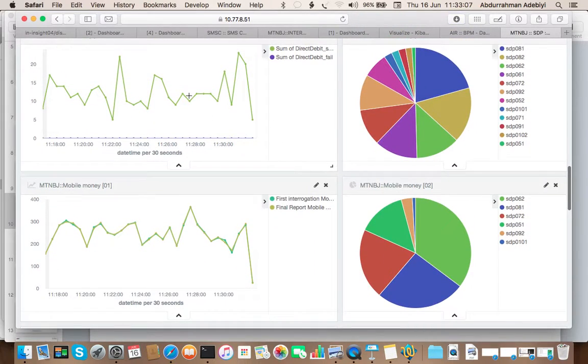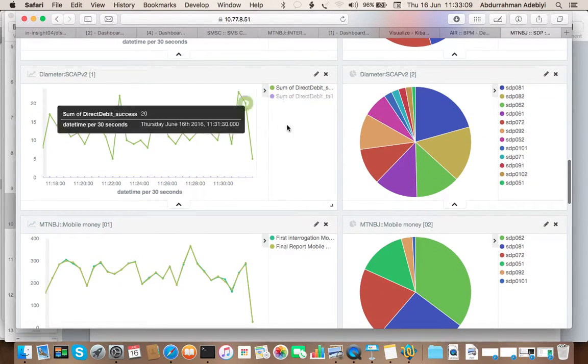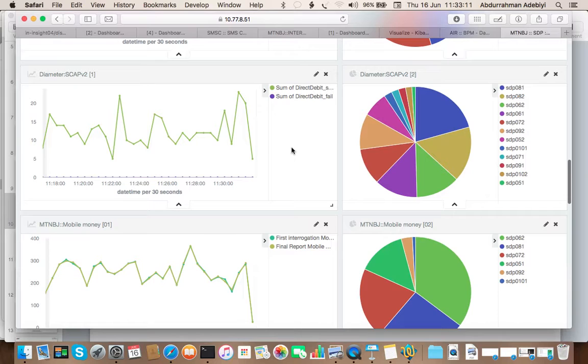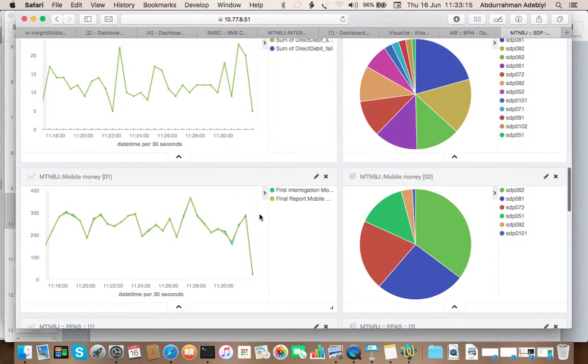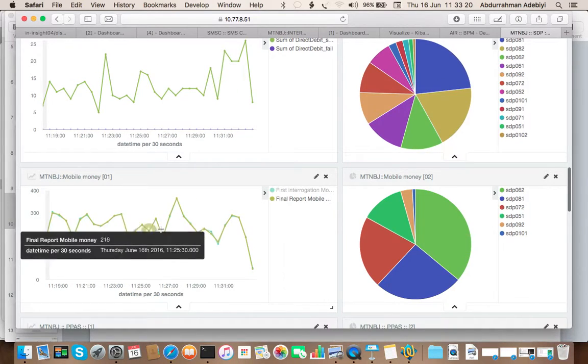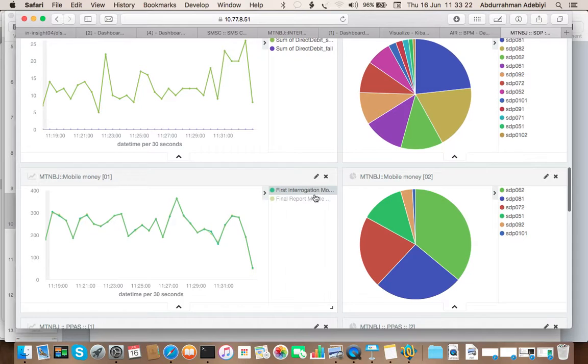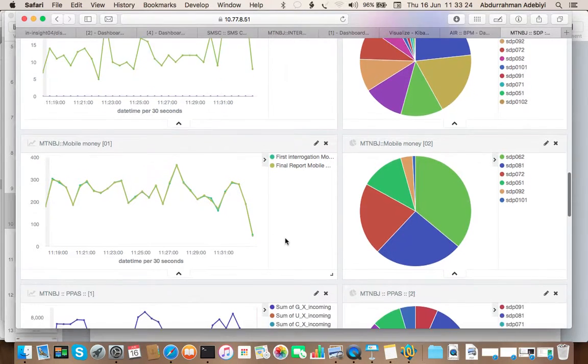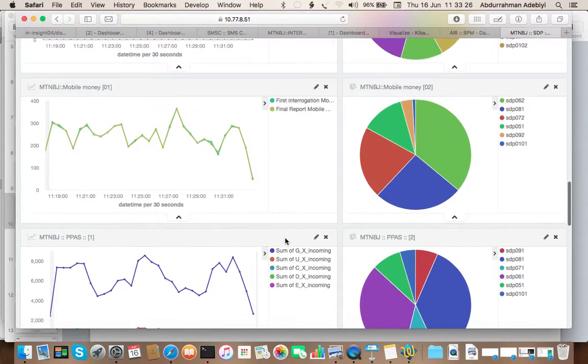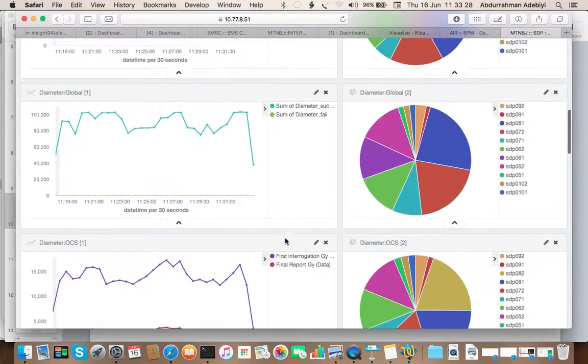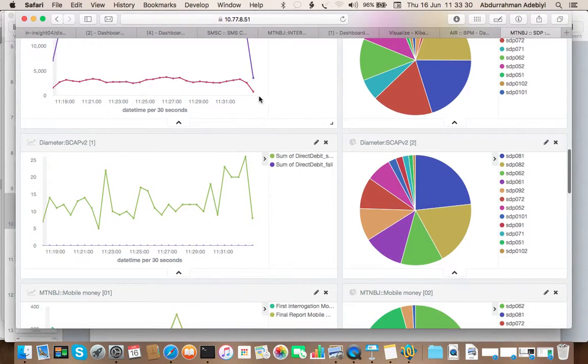As well as CAP-V2, which was a new protocol introduced into the network almost about a month ago or so. We also have the mobile money, which is another product. As you can see, this is actually very good because it has very good interrogation, and the first attempts are quite successful. Pretty good stuff.